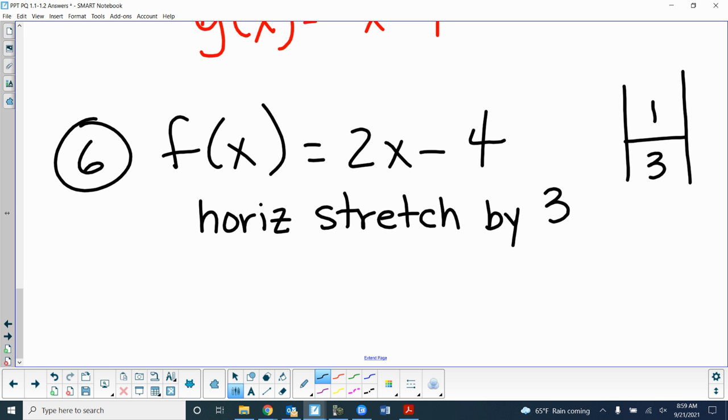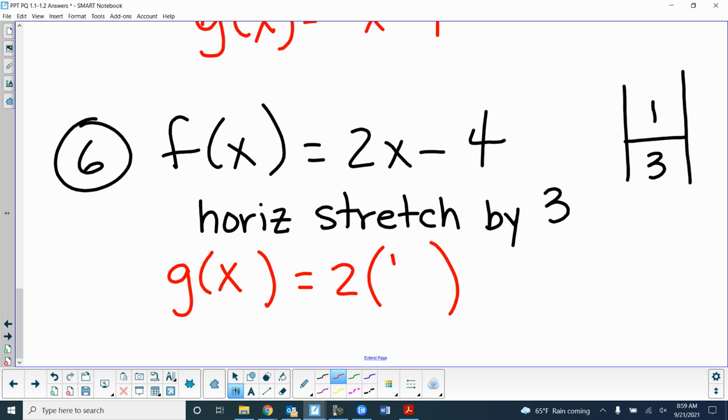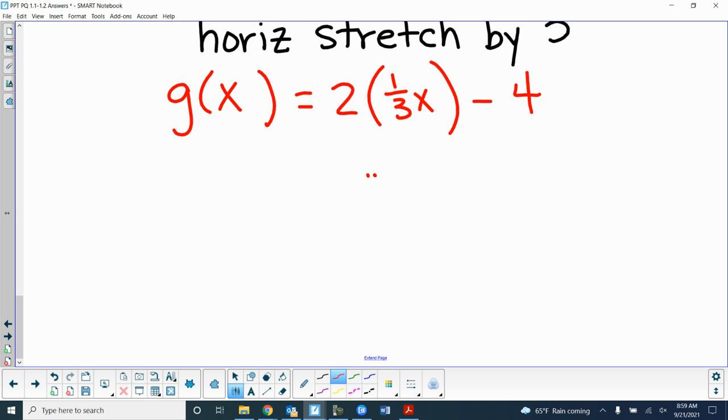All right? So the only thing we're changing, again, is the x. That's the change in the x horizontally, this way, x-axis. So I got my 2, and in place of the x, where that x was, I put 1/3 x. And then the minus 4. Okay, so what's 2 times a third? 2/3. So that's where that came from.